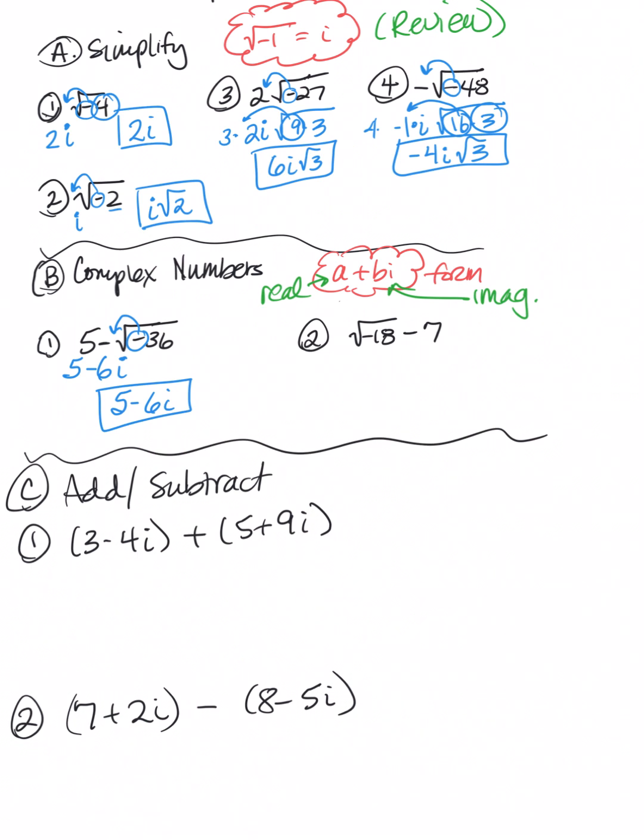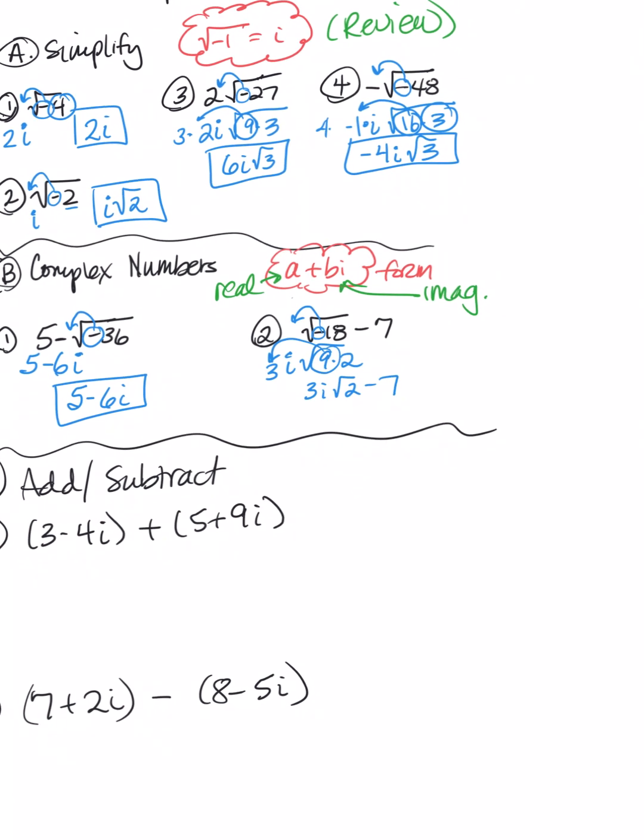So let's look at number 2. Negative square root of 18. Well, the negative I know I can come out as an i. That leaves me 9 times 2. Well, 9's a perfect square. I can take out a 3. So I have 3i square root of 2 minus 7. But you can't leave it like that. You have to put it in standard form. So it would be -7 plus 3i square root of 2. So notice I just moved the real part to the front.